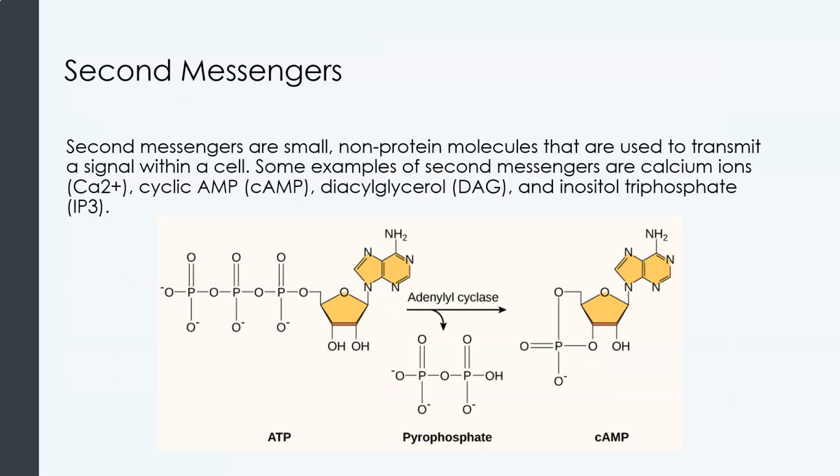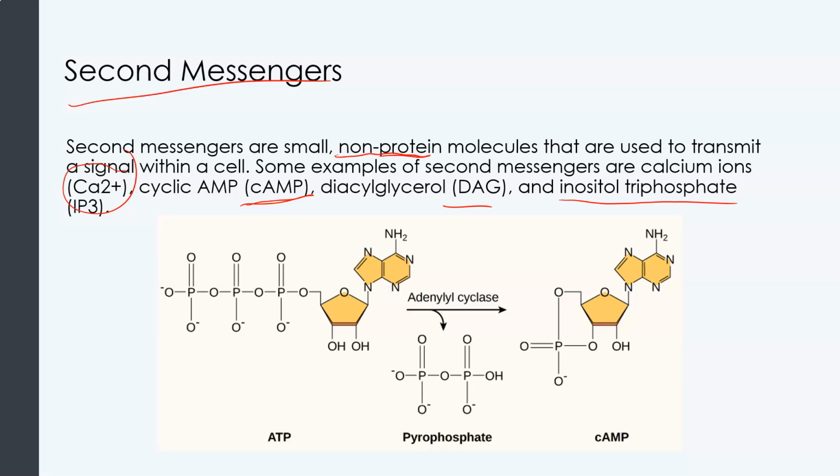Second messengers are small non-protein molecules that are used to transmit a signal within a cell. Some examples are calcium ions, cyclic AMP, which is adenosine monophosphate, and that is abbreviated little c, capital AMP, diacylglycerol, and inositol triphosphate, or IP3.